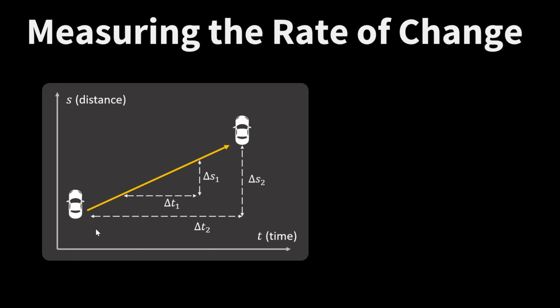To measure the rate of change, we first choose the time interval delta t. We then measure the distance the car traveled during this time interval and we call it delta s. The rate of change is then simply delta s divided by delta t. Since we have time on the x-axis, the rate of change corresponds to the velocity of the car.